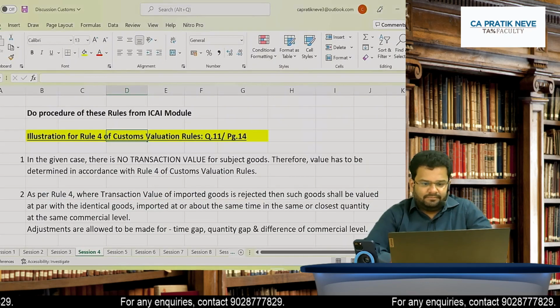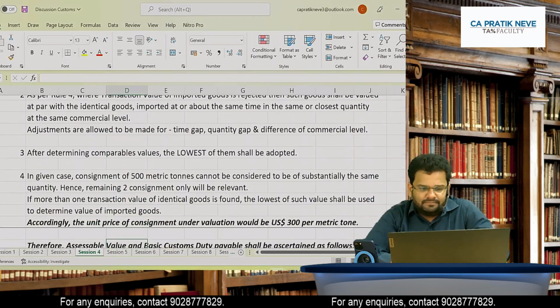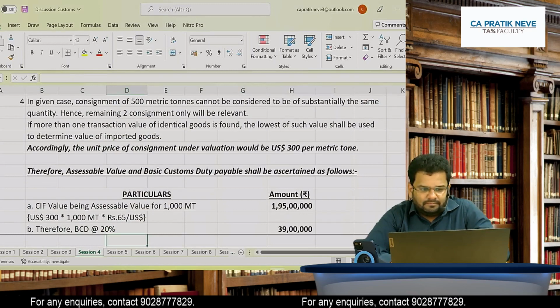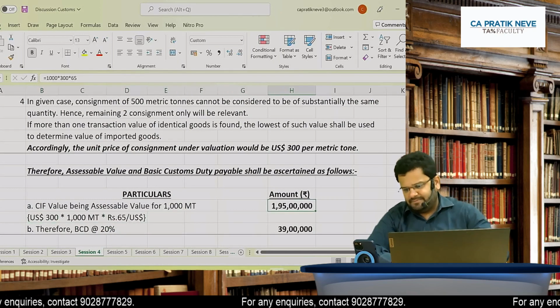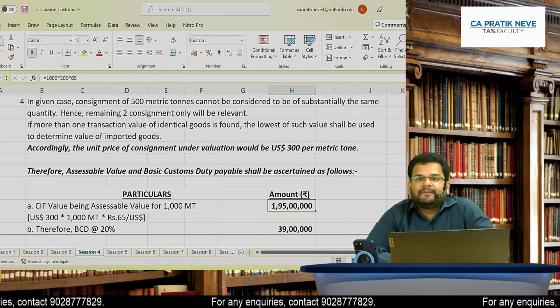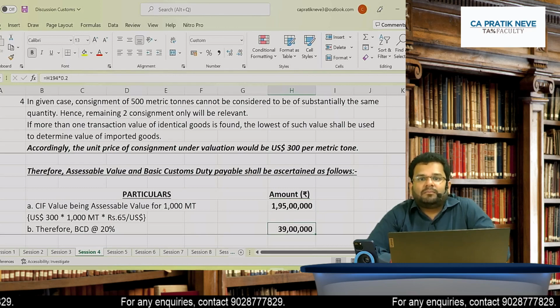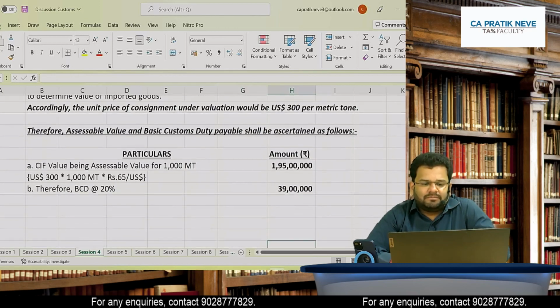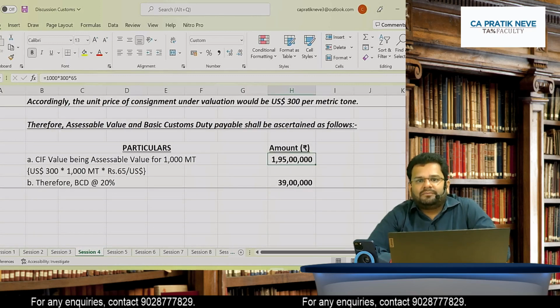Check. I have given you a detailed explanation here. Check. And then you convert it in rupees. Agreed? And then you get basic customs duty. That's very simple. The next process is simple. Getting this was important.